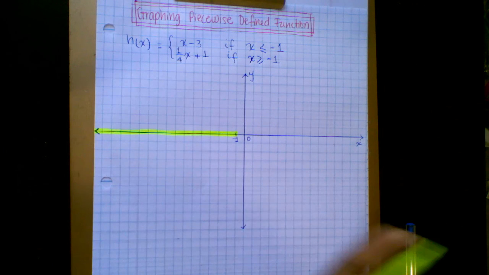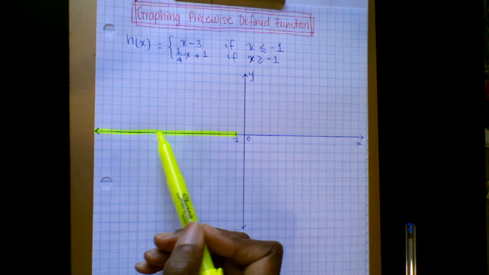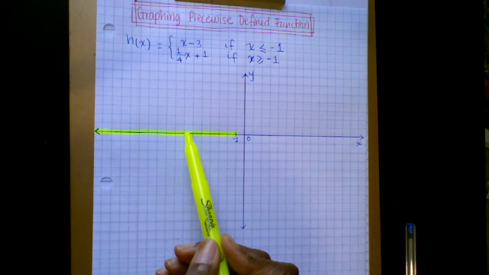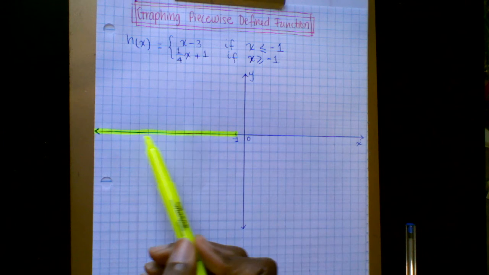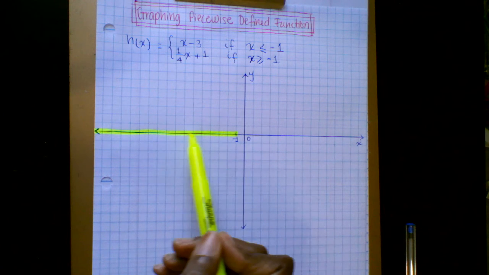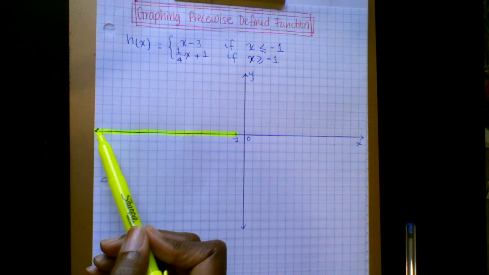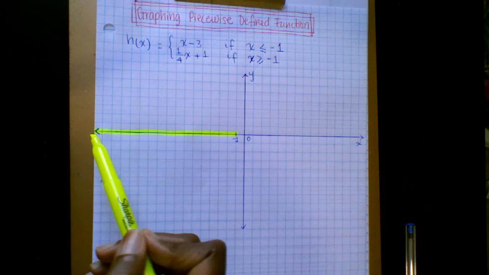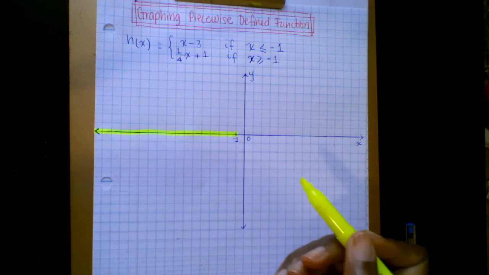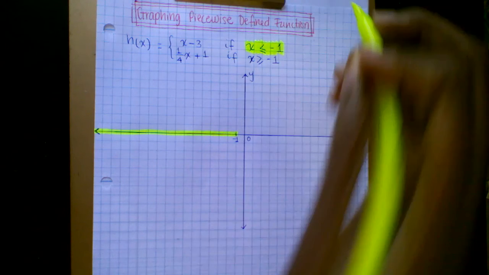Why am I shading everything? Those numbers on the left represent numbers that are less than -1. So let's say -5. -5 is less than -1. Why? Because it's far away from 0. The farther you go to the left, the less the number is. So let me highlight. This is the domain restriction for the first function.